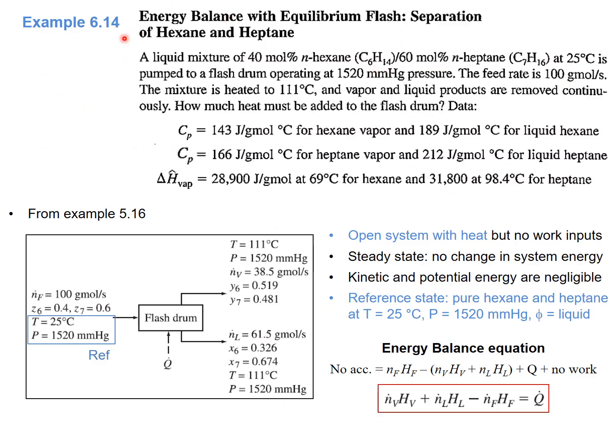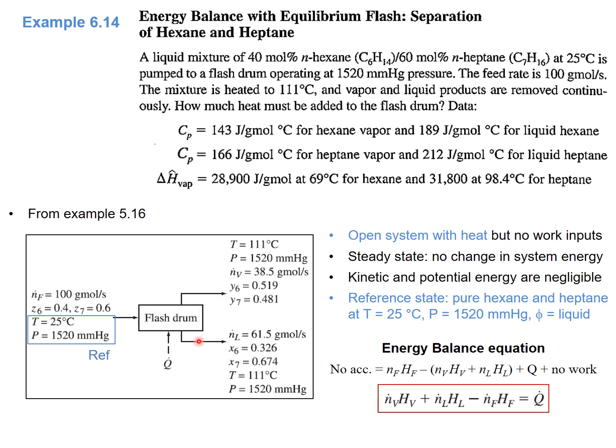Example 6.14, energy balance with equilibrium flash, separation of hexane and heptane. Can you remember this example? You have found the same situation in example 5.16 of some separation. Okay, so a liquid mixture of 40 mole percent hexane, 60 mole percent heptane. Okay, let me go to the schematic diagram for this situation.